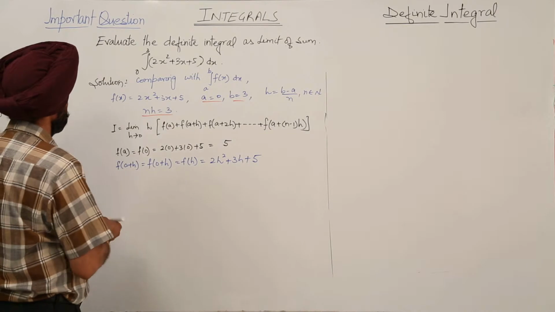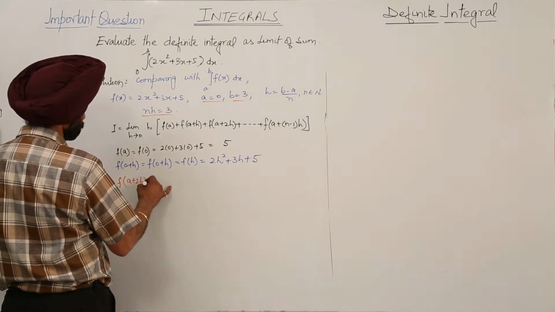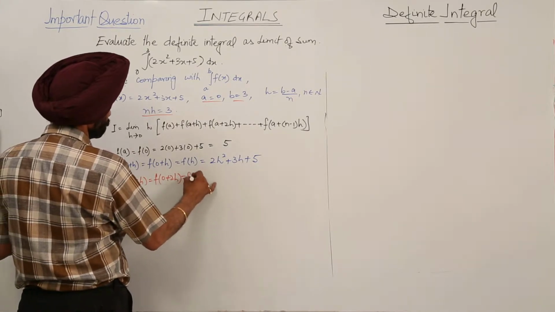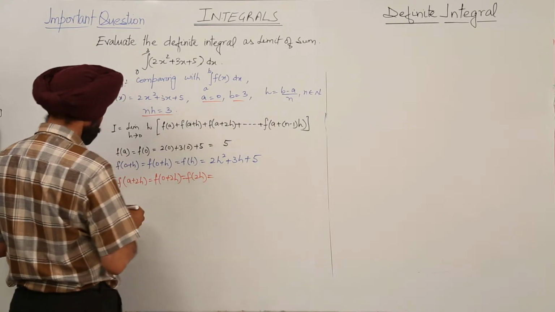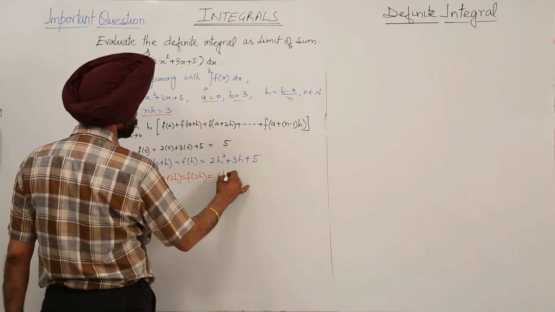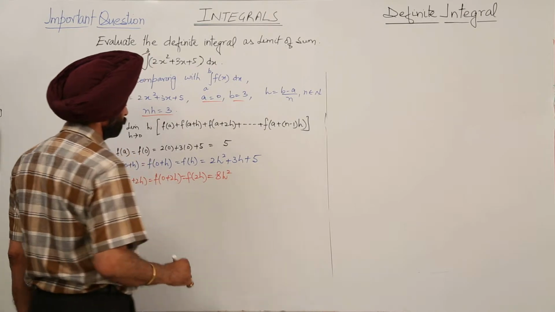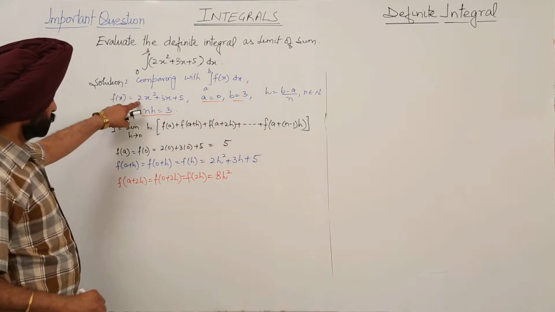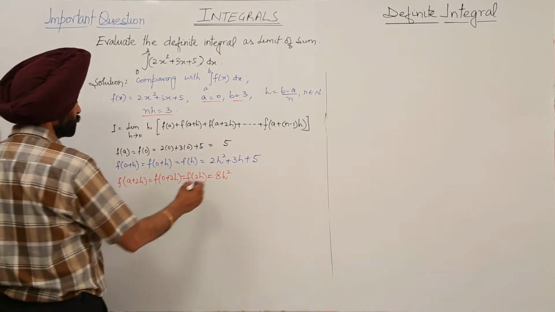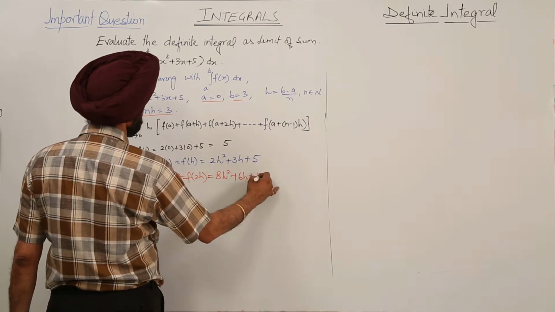Third, f(a+2h). f(0+2h) is equal to f(2h). Now what we are having? f of 2h, so we are having 2 with (2h) whole square, 8h² + 6h + 5.